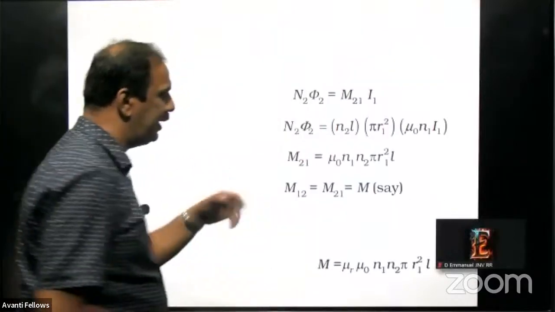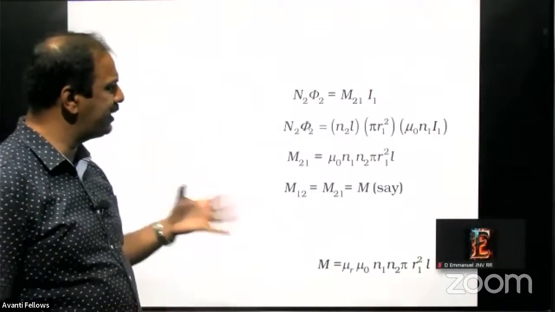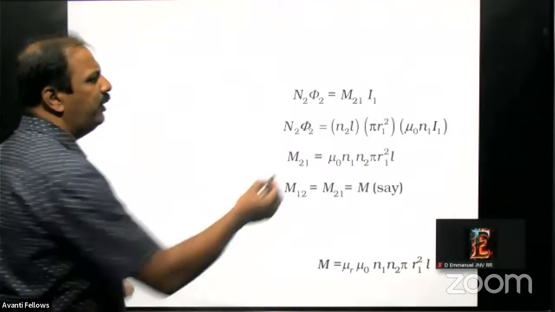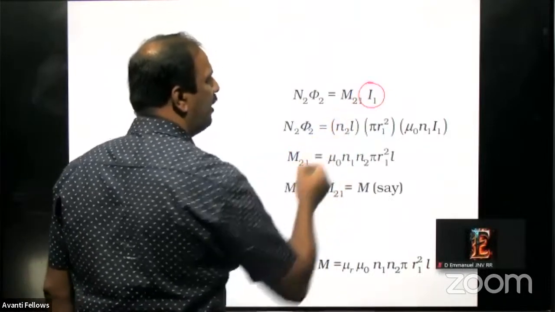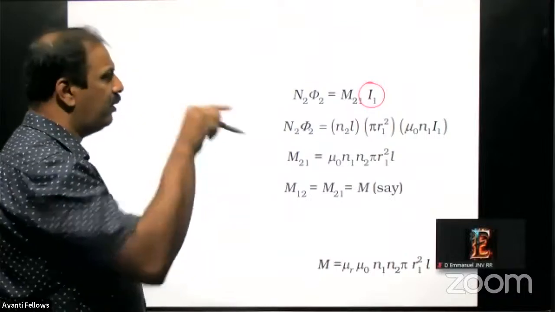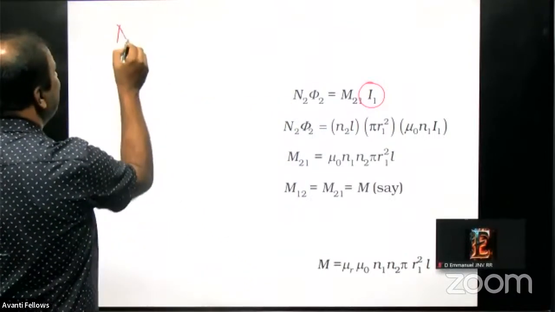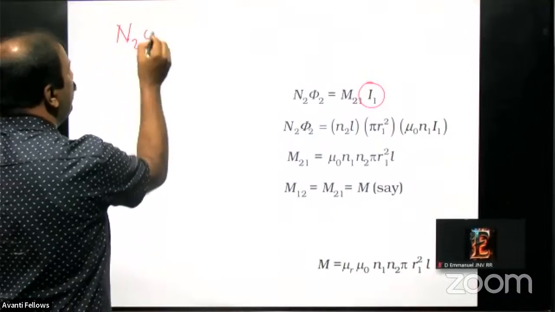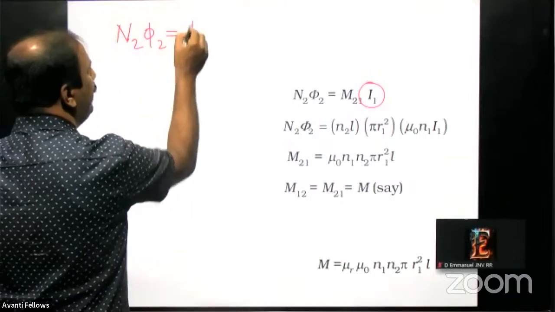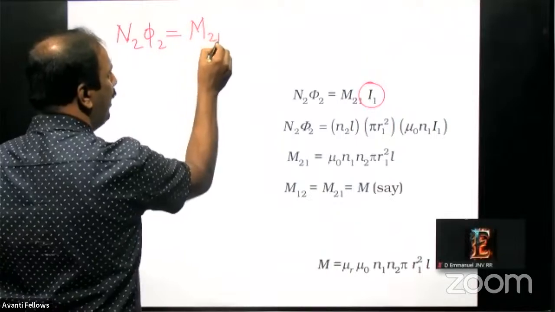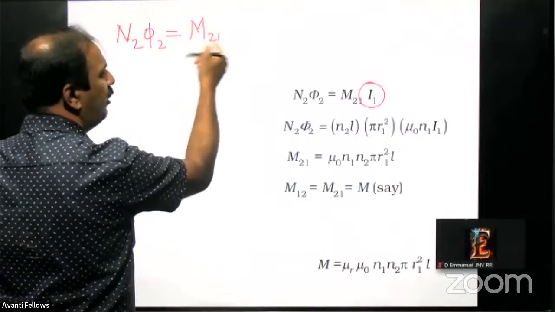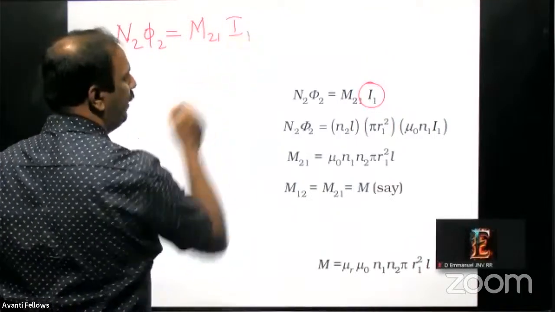So this is for that one. Okay, the picture is not there, but you should know the same situation. Here you can see I1 is there, so current is passing through the inner coil. And so we'll write the flux in the bigger coil: N2 phi2 is equal to M21. Previously it was M12. Now it is M21 into I1.